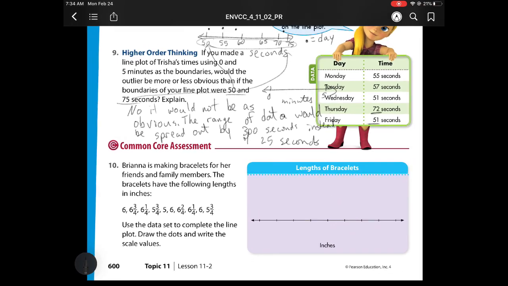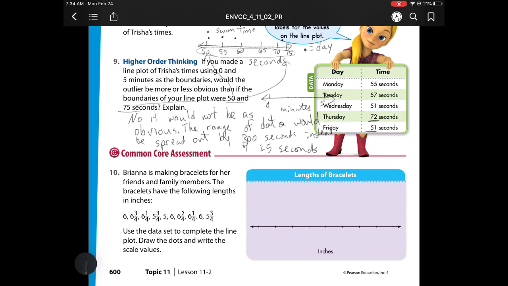Okay, number 10. Brianna is making bracelets for her friends and family members. The bracelets have the following lengths: 6, 6 3/4, and so on. Use the data set to complete the line plot. Draw the dots and write the scale values. Well, let's find my lowest one. My lowest one is 5. And now my highest one is what? My highest one is 6 3/4.